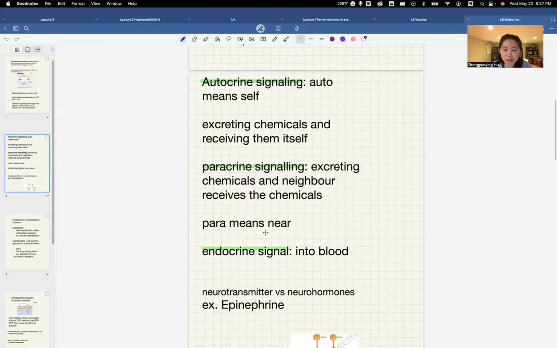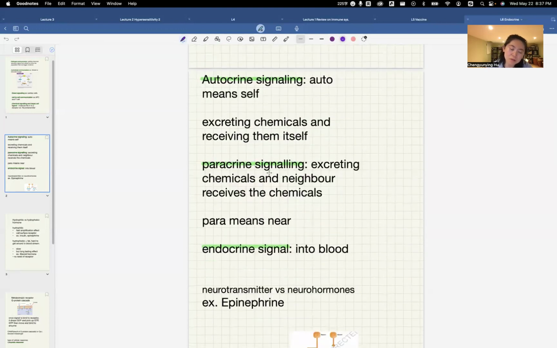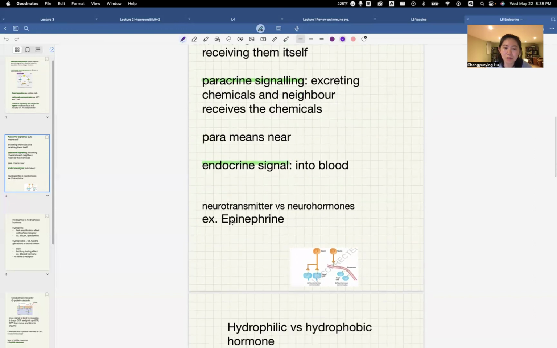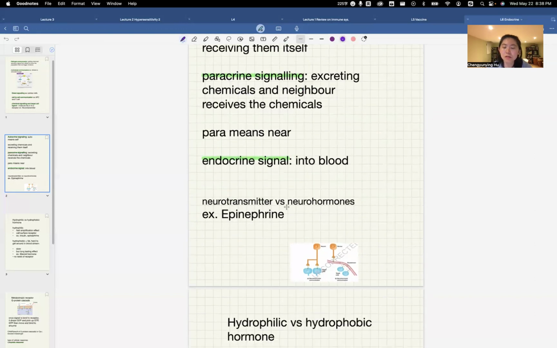Paracrine signaling is about excreting chemicals to a neighbor cell. Para means near. Endocrine signal means the signal is secreted into the blood. We're using the blood vessel as a passageway to communicate. So the difference between neurotransmitter and neurohormone is that whenever a blood vessel is involved, it makes it a neurohormone.